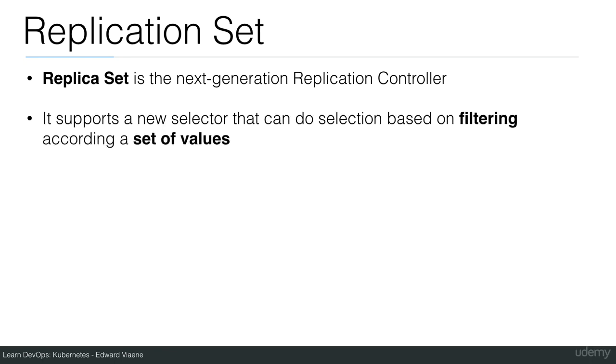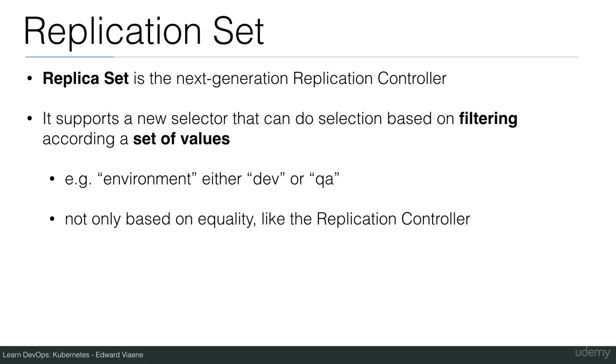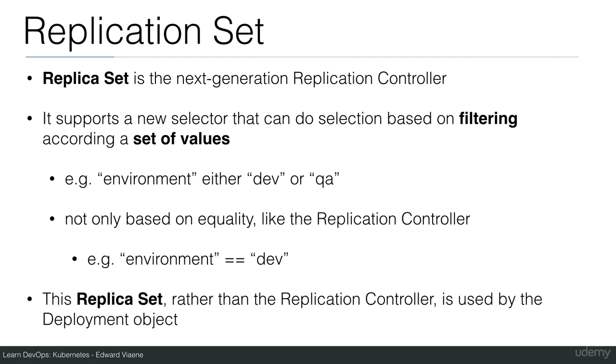It supports a new selector that can do selection based on filtering according to a set of values. For instance, the selection could be an environment is either going to be dev or QA. Not only based on equality like the replication controller. In the replication controller, you could only say environment equals dev. You couldn't do anything more complex. With the replication set, you can do more complex matching. This replica set, rather than the replication controller, is used by the deployment object.